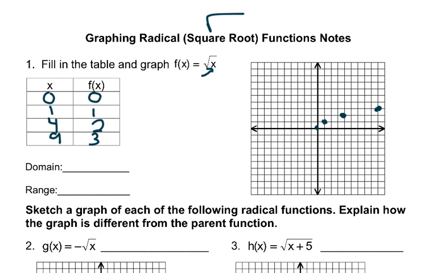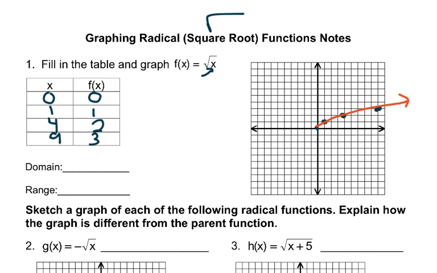So now when I connect these points, this is what my graph looks like. And you should notice that it looks like kind of half a sideways parabola. Okay? Because the square root is the inverse function.